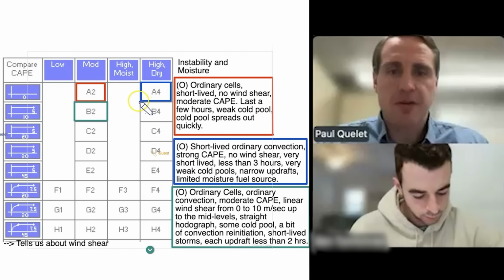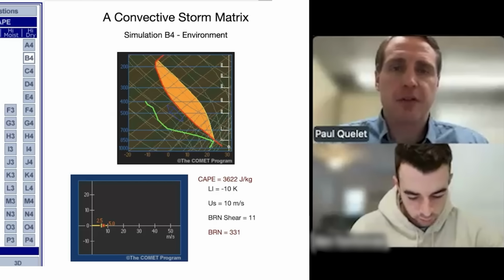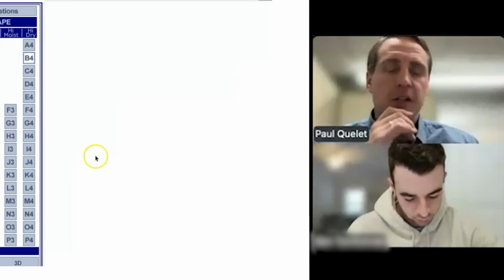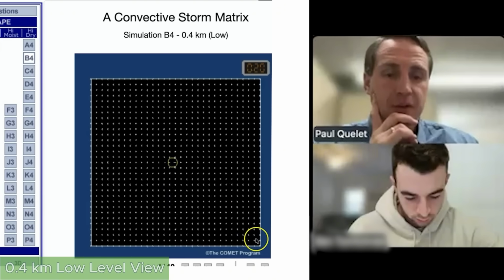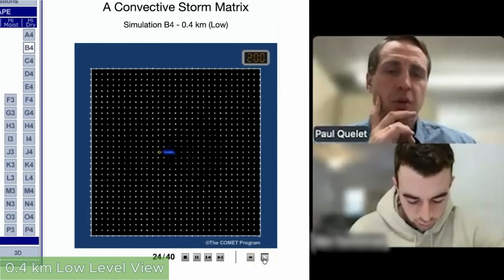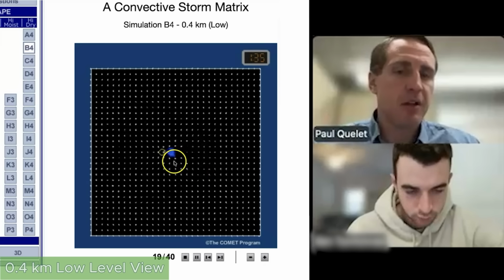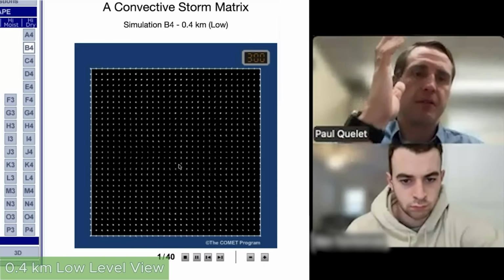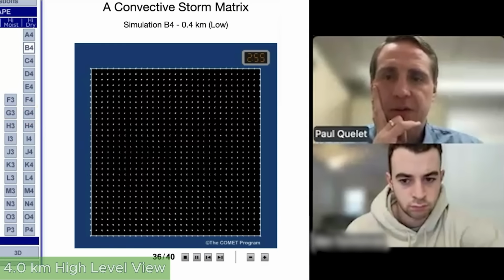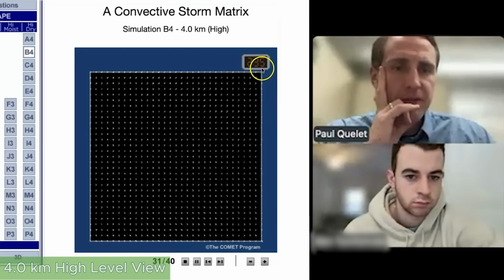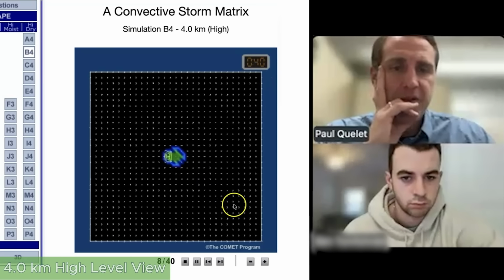All right, so for B4, we're going to go back to the simulation. Let's take a look at what the storms look like at the low levels at 400 meters. All right, so we have some cold pools to note here, okay, but they do definitely spread out. Because again, as we get the updraft to go up, it kind of dries out as it goes up. All right, let's look at 4 kilometers. Each of these clock ticks, by the way, is 5 minutes. So that's like 3 hours of simulation.